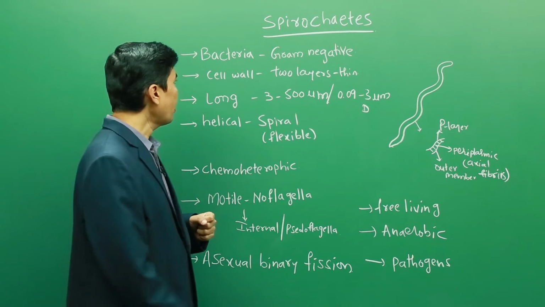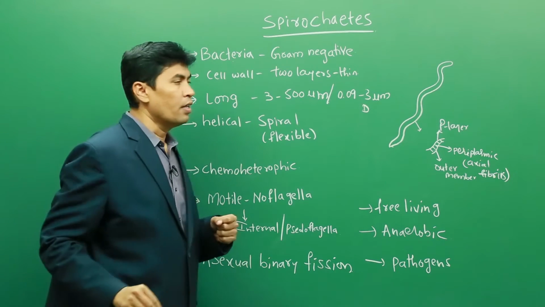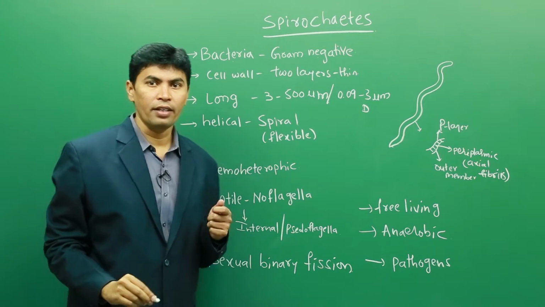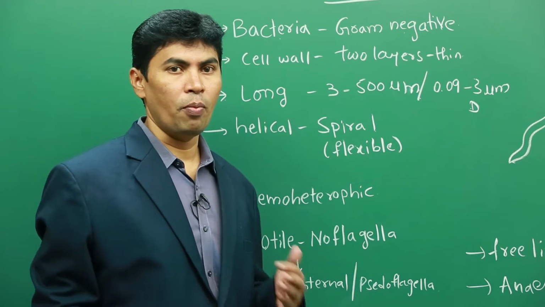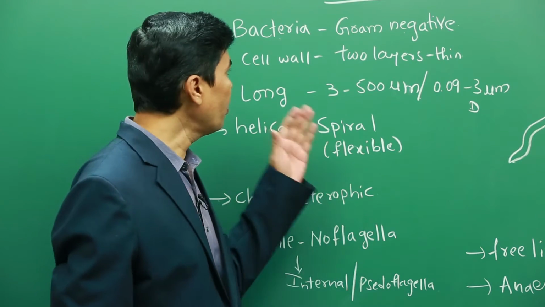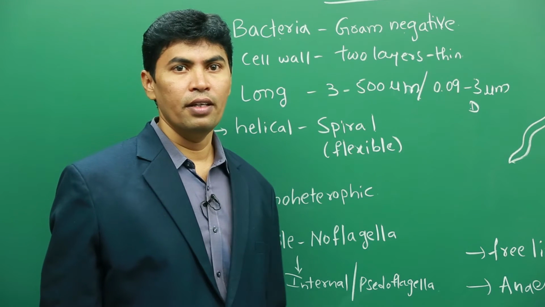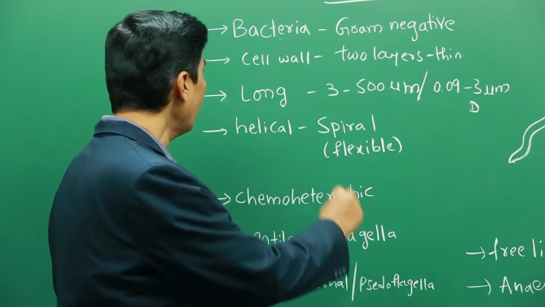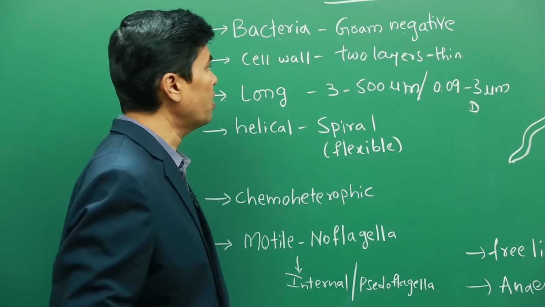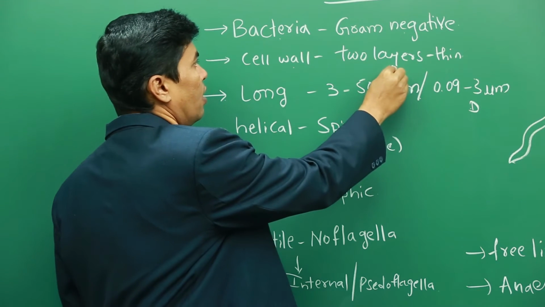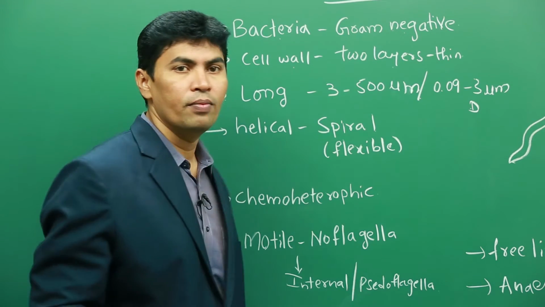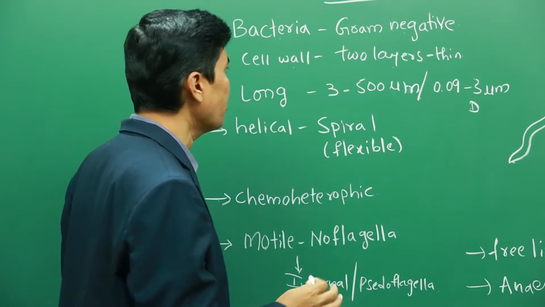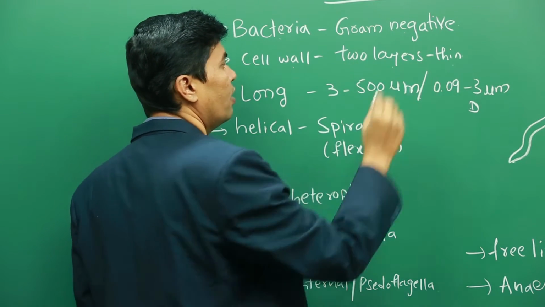Now spirochetes are nothing but bacteria. In fact, they are gram-negative bacteria. So they come under gram-negative bacteria, and most of the properties of gram-negative bacteria are applicable to spirochetes, but they are different from a normal gram-negative bacteria. Here the cell wall of spirochetes contains two layers, just like in gram-negative bacteria. Two layers, an outer membrane layer and an inner peptidoglycan layer are present, and the cell wall is very thin, just like other gram-negative bacteria.